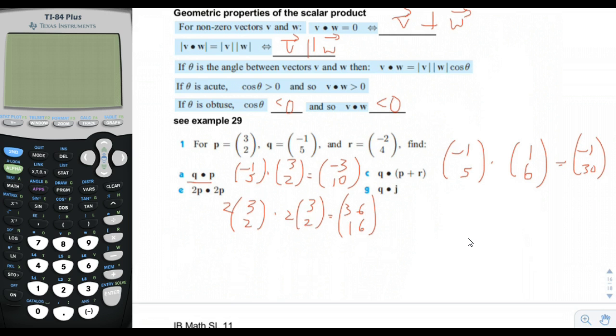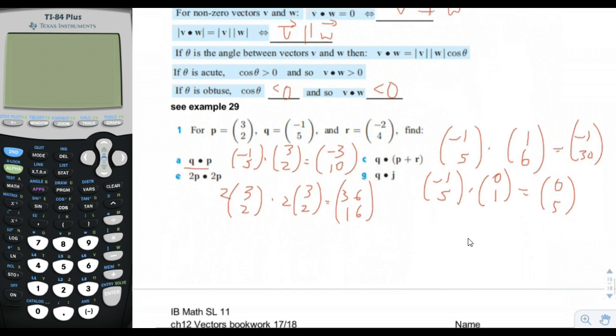Q dot j, (-1, 5), dot j. What's j? Do they mean the direction j? I guess the direction j. So j would be (0, 1), right? So that would be 0 and 5. Okay, and that's it for page 16.